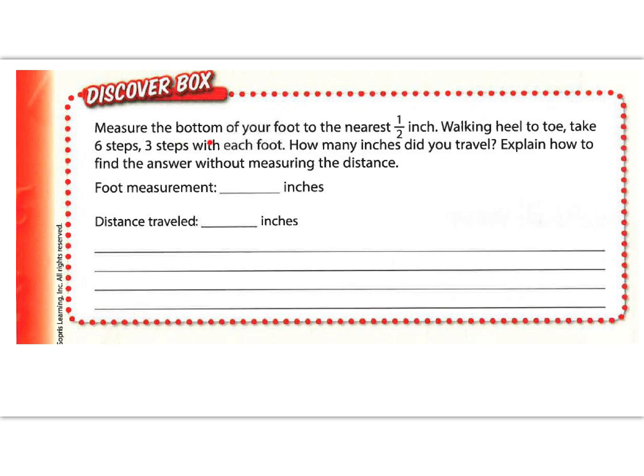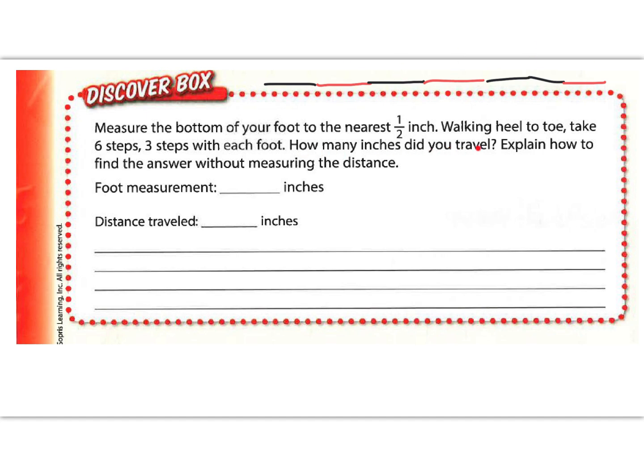This says, measure the bottom of your foot to the nearest 1/2 inch. So get a ruler, measure your foot. Make sure you go walking heel to toe. Okay, then you can do this. Take 6 steps, 3 steps with each foot. So that means that you line up. Like if one foot is here, then the next foot you step right in front of it. And then you line it up and you take 6 steps total, just like that. So this would be like 1 foot, 2 foot, 3, 4, 5, 6.